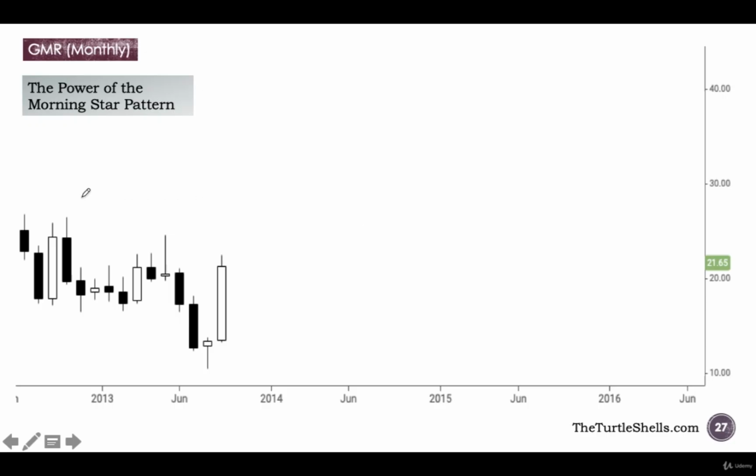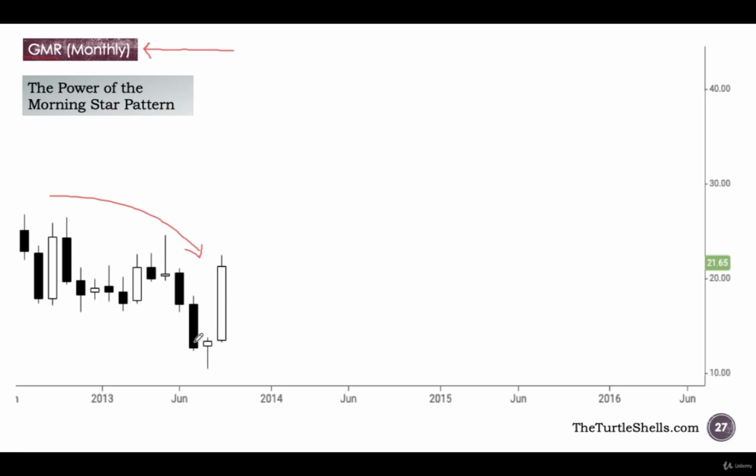Now it's a very important chart I wanted to show you, because first thing, look at the time frame here. This is a monthly chart. Okay. This is GMR monthly. We are looking at the power of a morning star pattern. So the market is coming down. You have a tall black real body. Then you have a small indecision candle, which is the star or the spinning top.